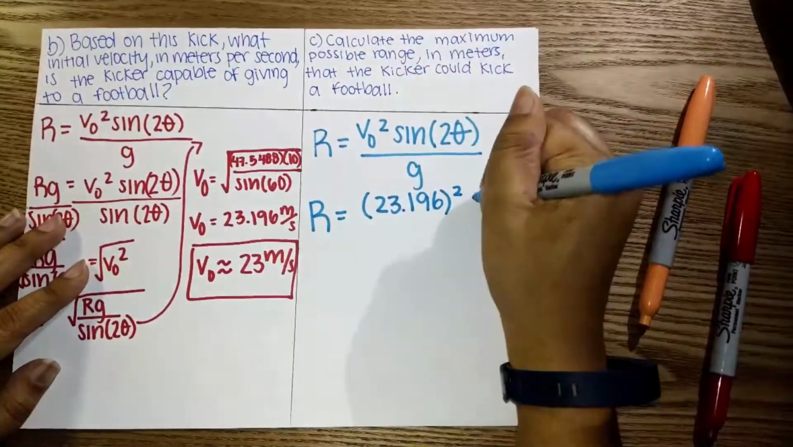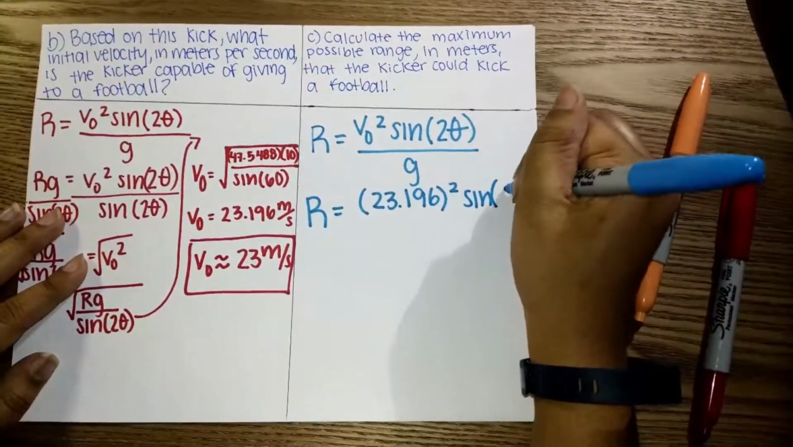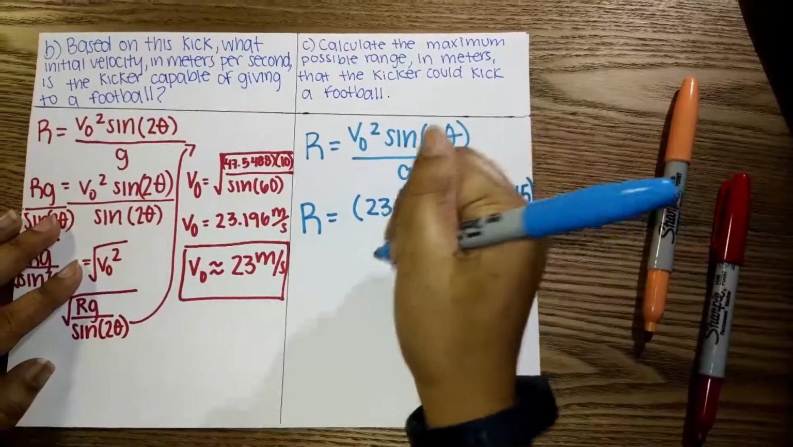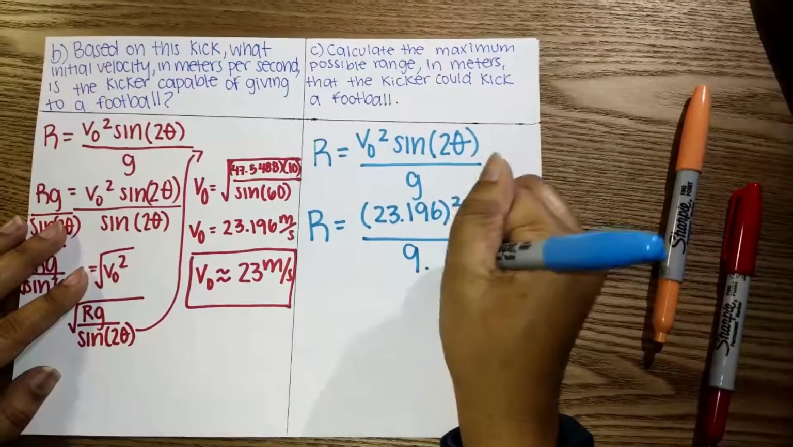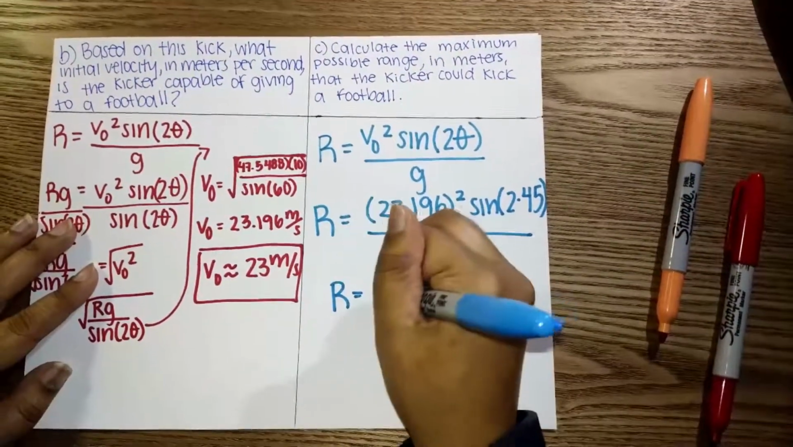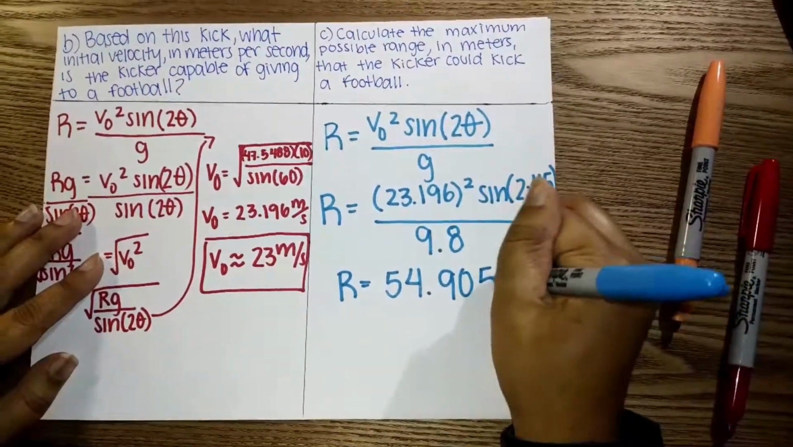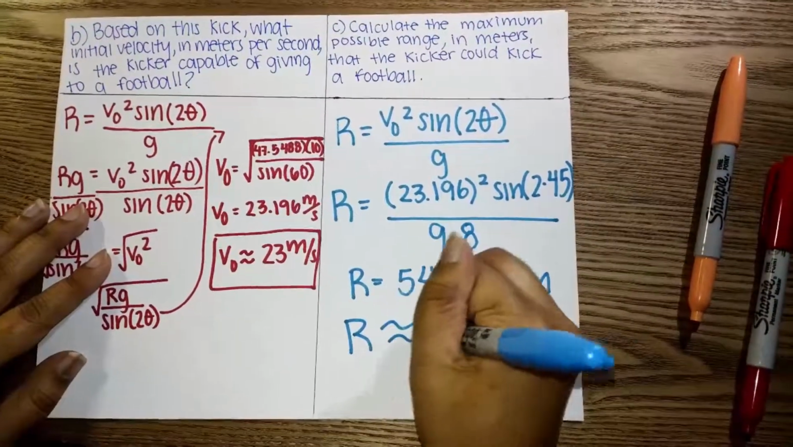So now we have 23.196 squared times sine of 2 times 45, or sine of 90, over 9.8. This gives us a maximum range of 54.905 meters, which can be rounded to get 55 meters.